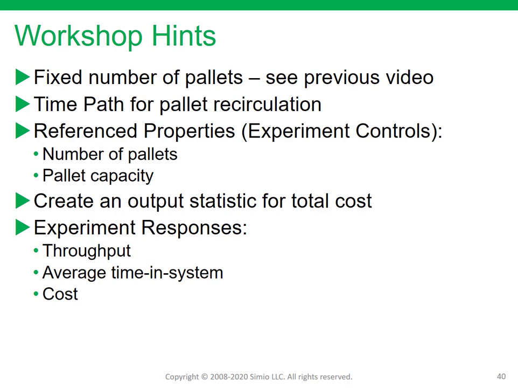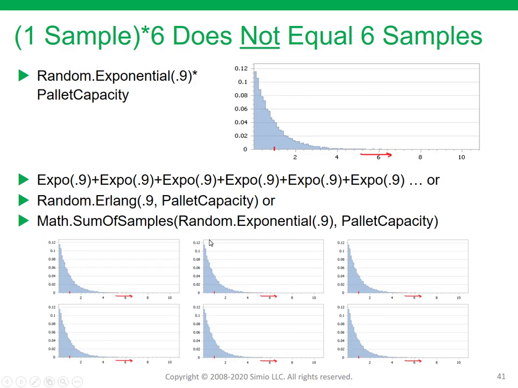And the last hint has to do with calculating the processing time. Recall that the processing time for each part is exponentially distributed with a mean of 0.9. And so you might think that an expression we could use is as follows: we could use random.exponential 0.9 times the pallet capacity, and that lets you define the pallet capacity as a variable and then multiply to get the time for each part.